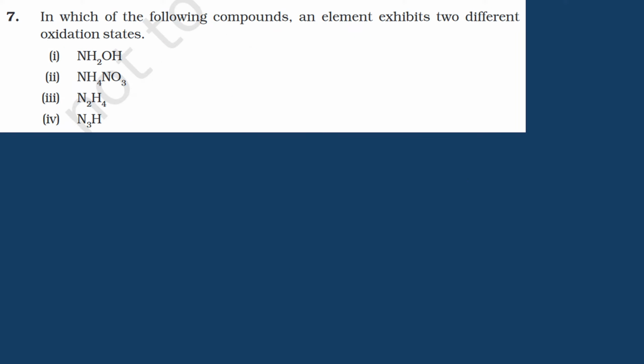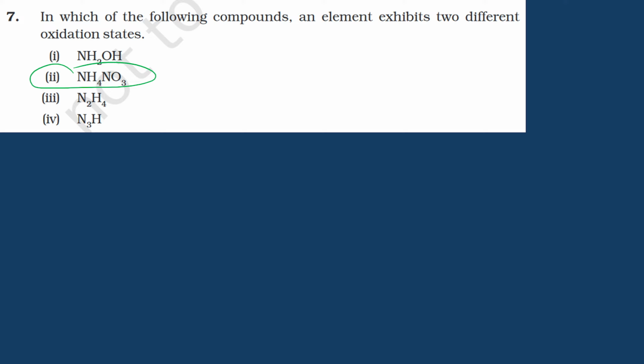अगला सवाल. Question number 7. In which of the following compounds an element exhibits 2 different oxidation states? Now this one, I won't even spend 5 seconds on this. I'm just going to mark 2 and move on because for some reason nitrogen को 2 बार लिखा गया है. अगर nitrogen को 2 बार लिखा गया है तो मतलब उसके अलग-अलग oxidation states होंगे. If this is a very, very crude guess, it still works. Yeah, whatever works. But we can go in detail and analyze this.